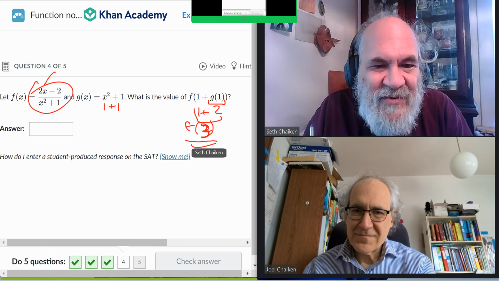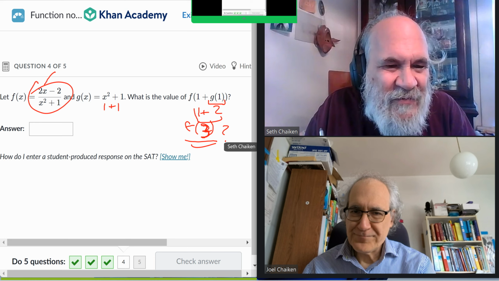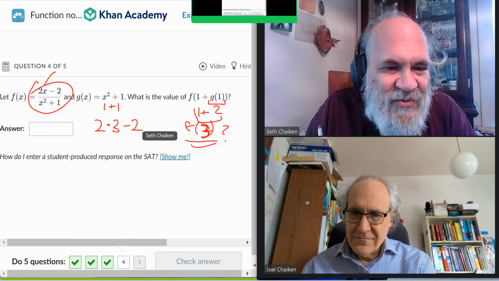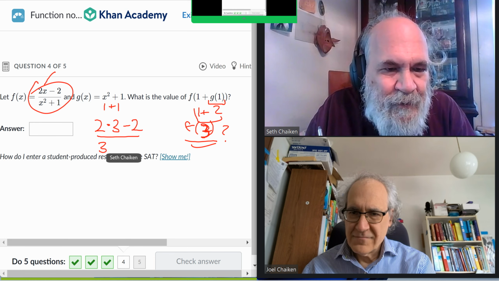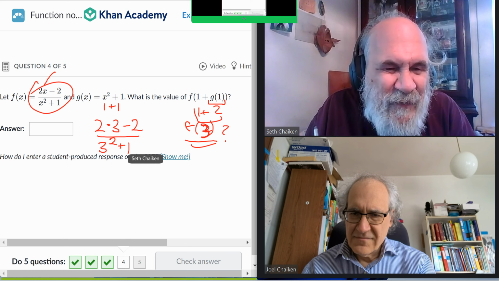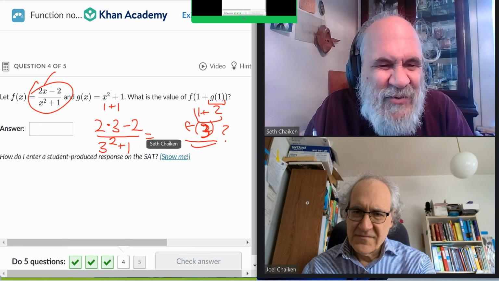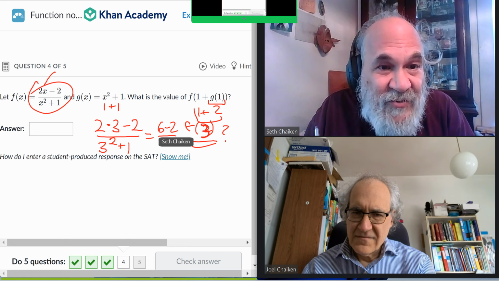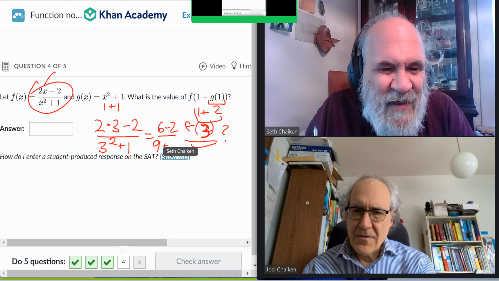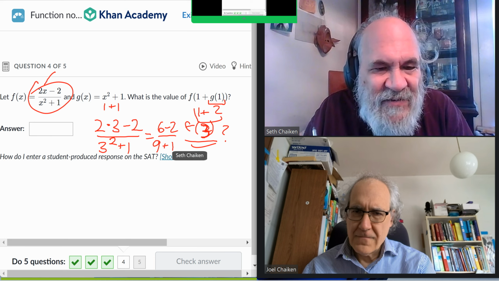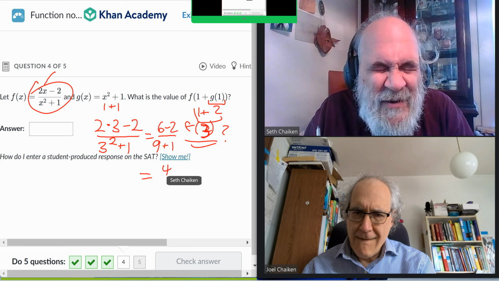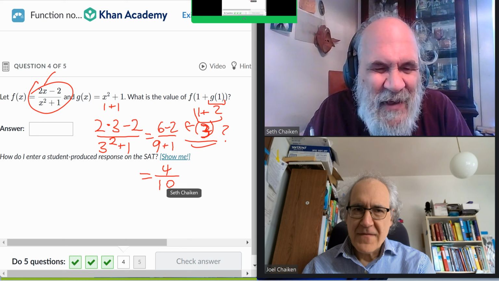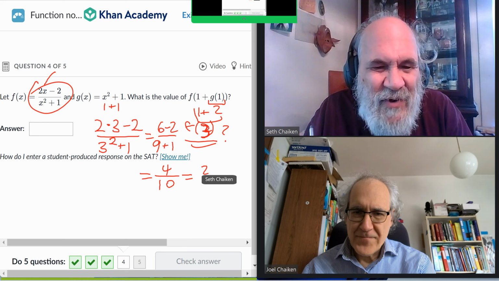So we're interested in f of 3. Right, so we have to put 2 times 3 minus 2 divided by 3 squared plus 1. So what is that? 2 times 3 is 6. Copy the minus 2. 3 squared is 9. Copy the 1. And then simplifying that, we get 4 in the numerator and 10 in the denominator. We could simplify that to 2/5.